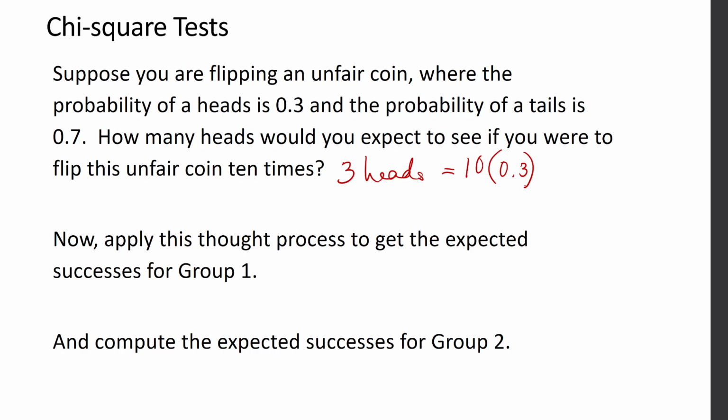All right, so if we can apply this thought process, we can get the expected number of successes for group 1. Well, our n, our sample size, is the sample size from group 1, n1. And what's the probability of a success? That's our pooled estimator, n1 times p pool. And compute the expected successes for group 2. We'd have n2 times p pool. And now we can figure out how to get our expected values for each of the cells in our table.